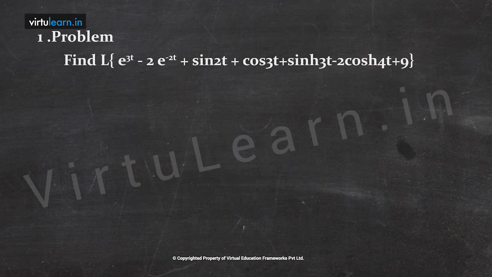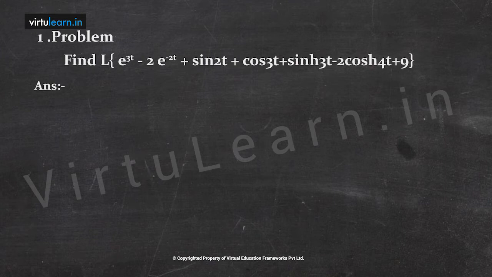L, this is a flower bracket I am using here. Both are flower brackets. L flower bracket means you have to find the Laplace transform of this function, the total big function. This function contains an exponential function, sine function, cos function, hyperbolic functions, and a constant is also available. Then how do we apply the Laplace transform for all these functions?